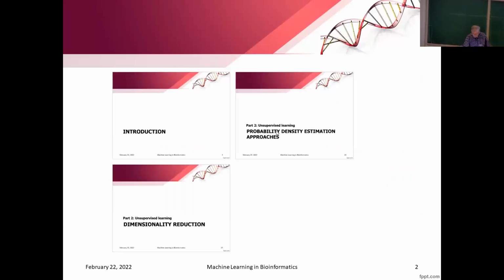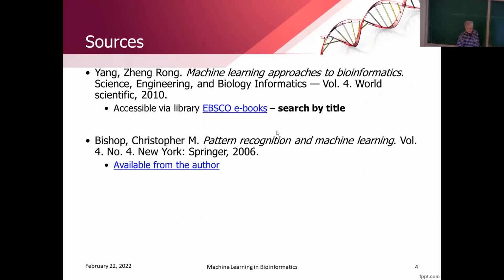Unsupervised learning. So for sources, I have two sources for this part. One is the Young book, Machine Learning Approaches to Bioinformatics, accessible through our library and online, complete text. And the Bishop's book, Pattern Recognition and Machine Learning, which is also available as complete text online from this link.